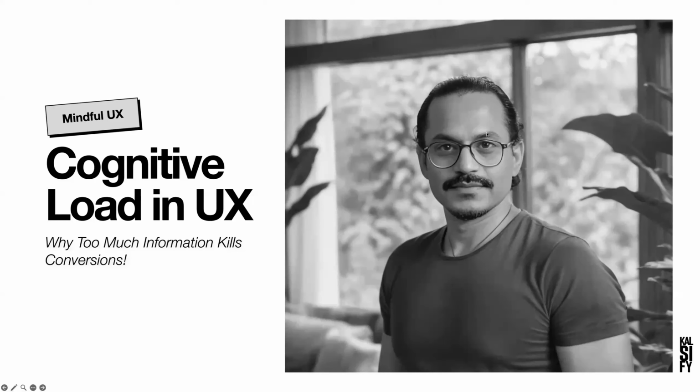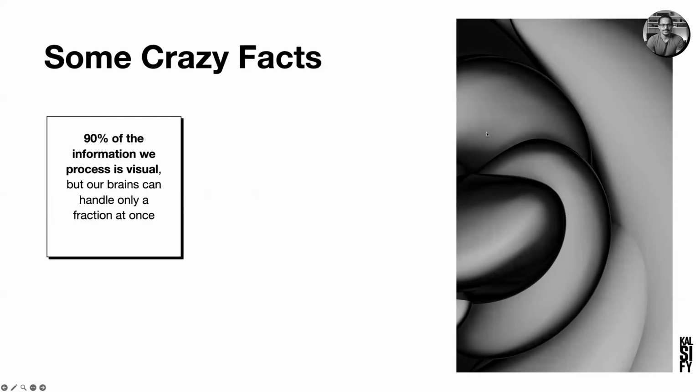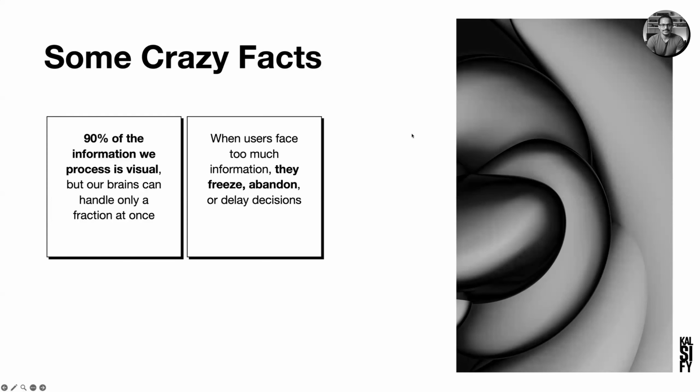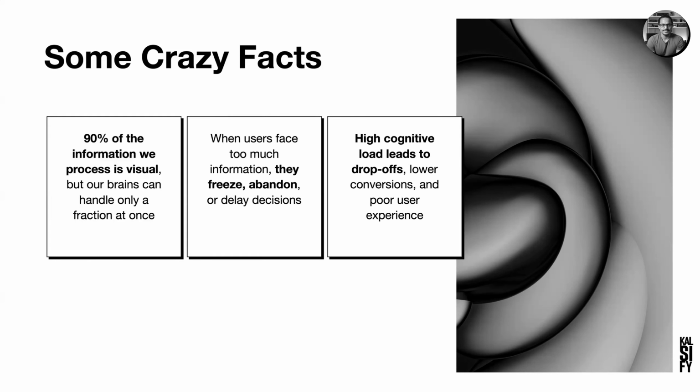Hey, designers and product thinkers. Here's a crazy fact: 90% of the information we process is visual, but our brains can only handle a tiny fraction of it at once. Now, here's the real problem. When users face too much information, they freeze. They don't buy, they don't sign up, they leave.